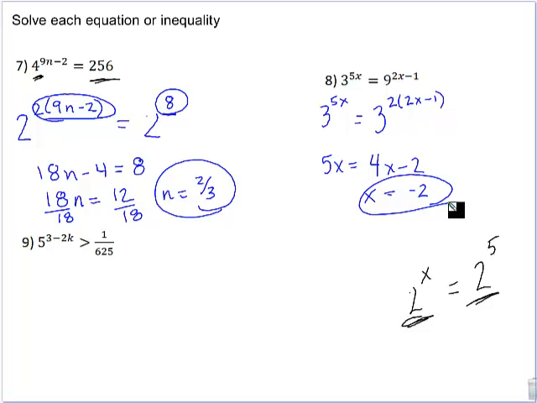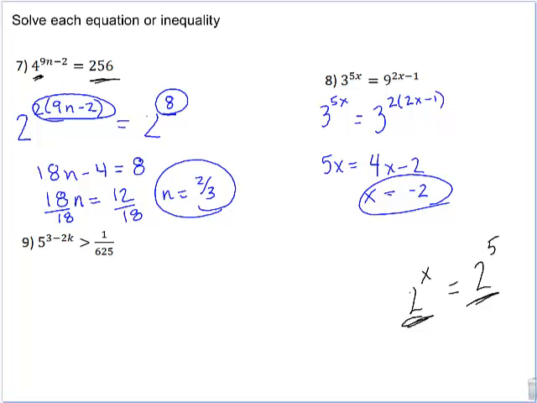All right, one last one. 5 to the 3 minus 2k is greater than 1 over 625. Inequality signs, we do the same way as we do an equal sign. It's not going to change how we solve it, so we leave the inequality sign there.